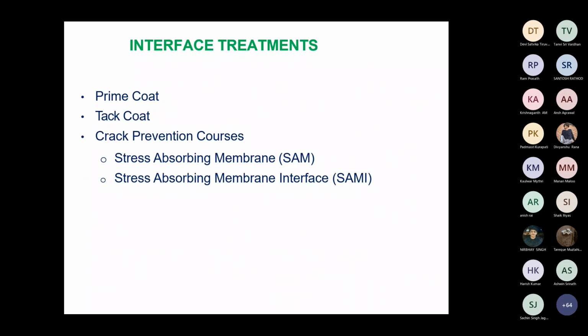So these interface treatments, apart from the bituminous layers, you have seen like prime coat, tack coat, crack prevention layers and all. So crack prevention courses like stress absorbing membrane interface. Okay, tack coat, prime coat, seal coat you have seen.